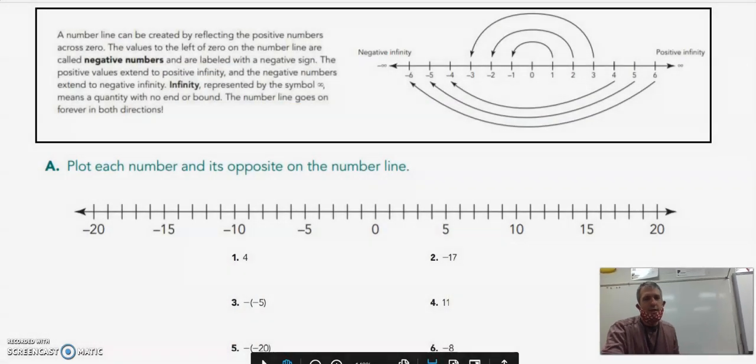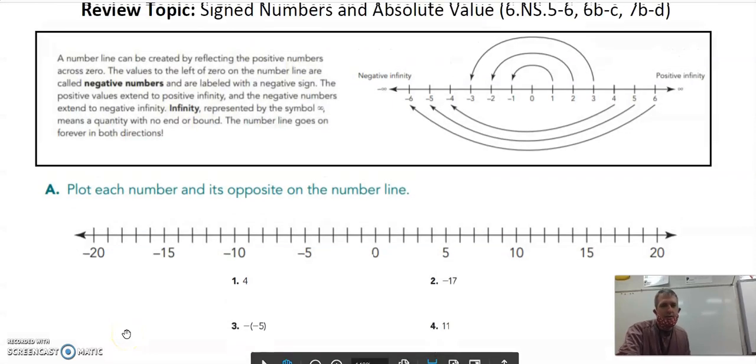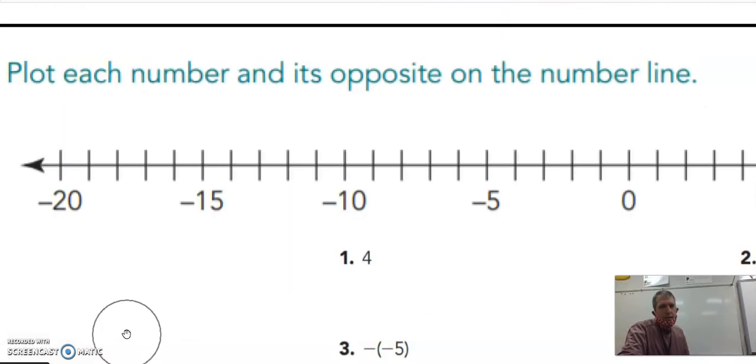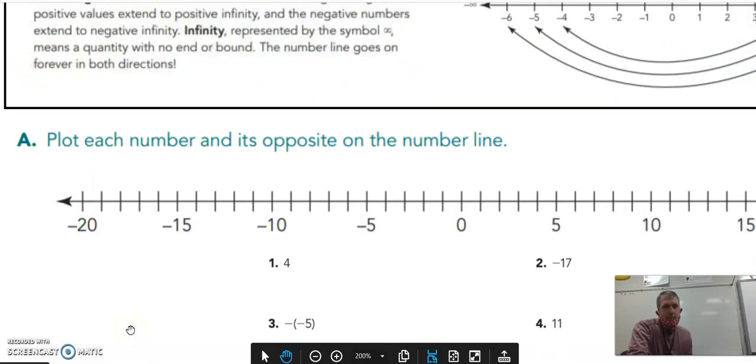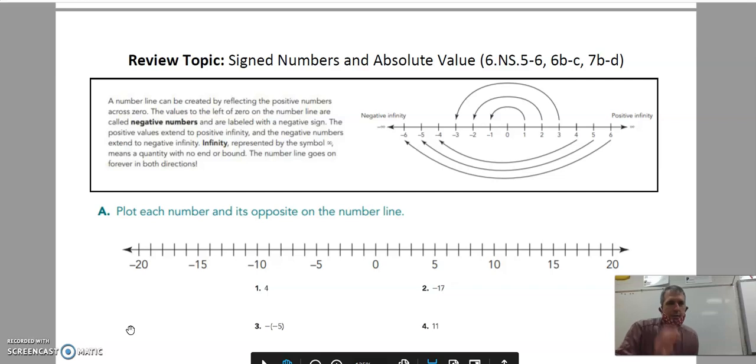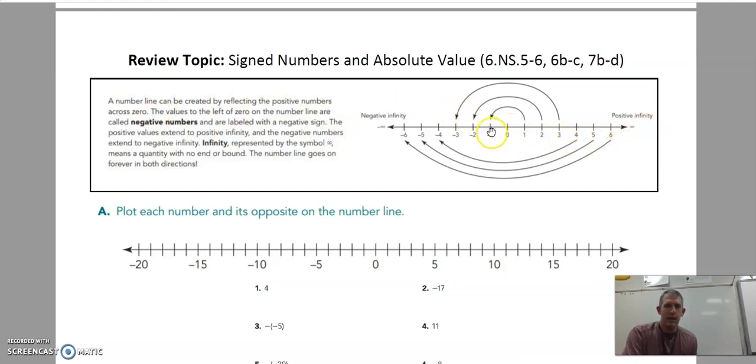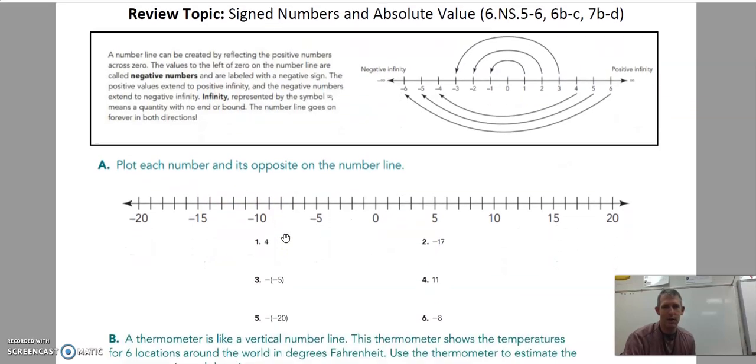So today, the lesson is on positive and negative numbers. Okay? Whoops, I just zoomed in. I didn't mean to do that. All right, so a number line can be created by reflecting the positive numbers across 0. I've got all the positive numbers going this way to infinity, and then all the negative numbers going this way, and they are their opposites. So the opposite of 1 is -1, the opposite of 2 is -2, and so on. It says to plot each number and its opposite on the number line.